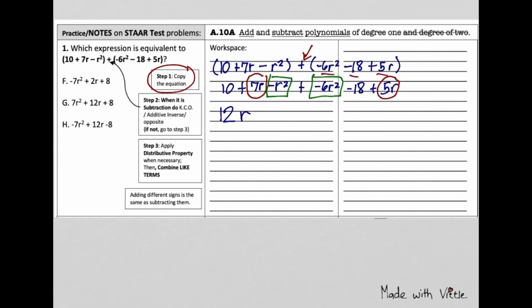The negative r squared and the negative 6r squared are like terms. They have the same variable with the same power, and they are both negative, same signs, so we have to add. Now the constants without the variables, the positive 10 and the negative 18. That's the same thing as 10 plus a negative 18, or 10 minus 18. In standard form, this is how we write it. Therefore, this is the answer.